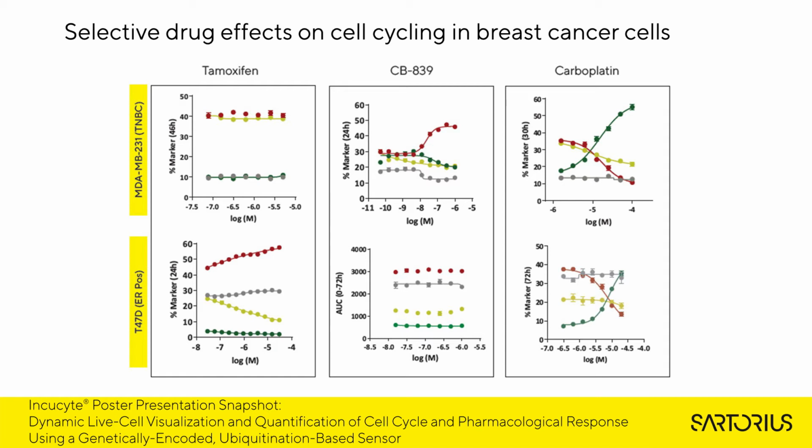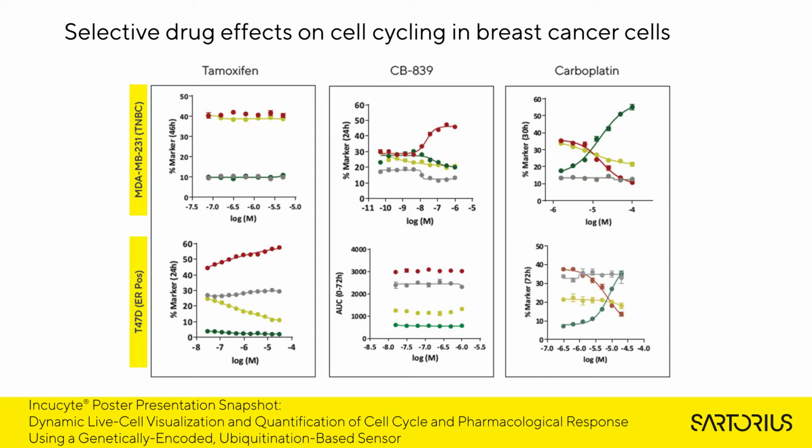CB839 is a glutaminase GLS1 inhibitor currently in clinical trials to treat triple-negative breast cancer. CB839 induces an anti-proliferative effect in MB231 cells by arresting in G1, while the cell cycle in T47D cells is not disrupted.